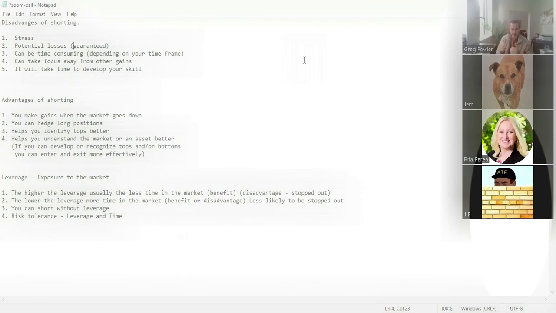I want to go over leverage. Leverage is basically your exposure to the market.